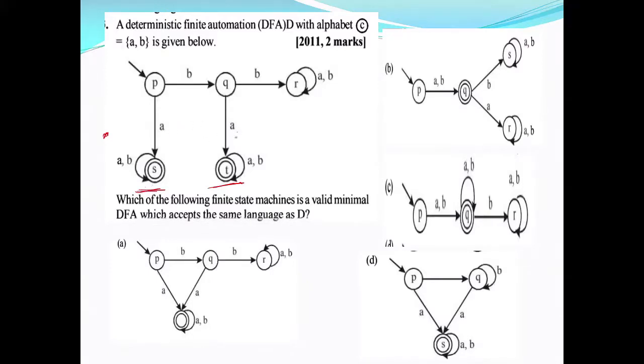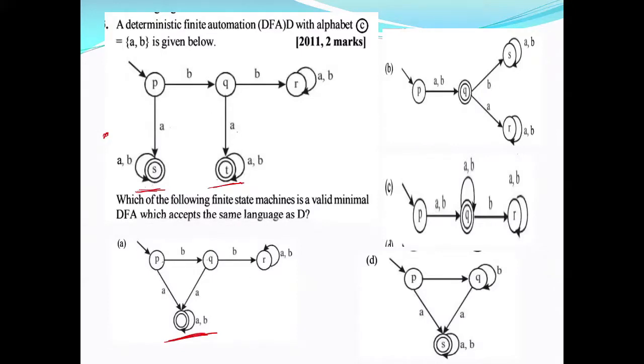So what can I do is on A. Now on A, instead of coming to T, if I come to S, there is no change, right? And from P on A, instead of coming to S, if I go to T, no change. Everything is going to be the same. That means I can combine S and T. S and T can be combined.